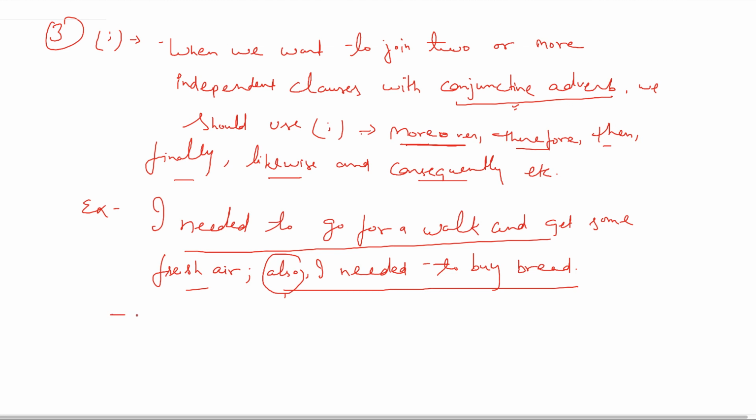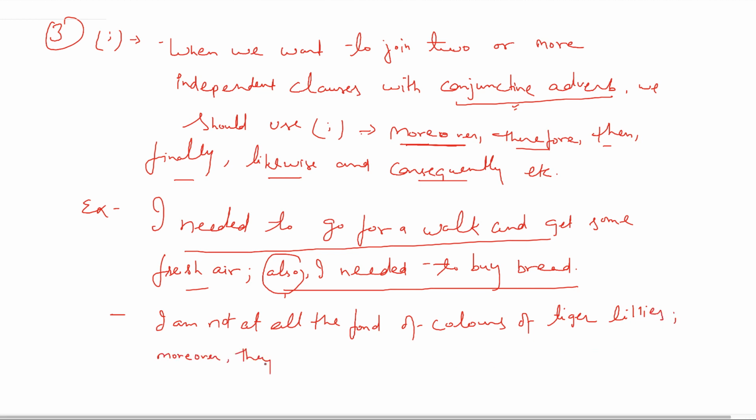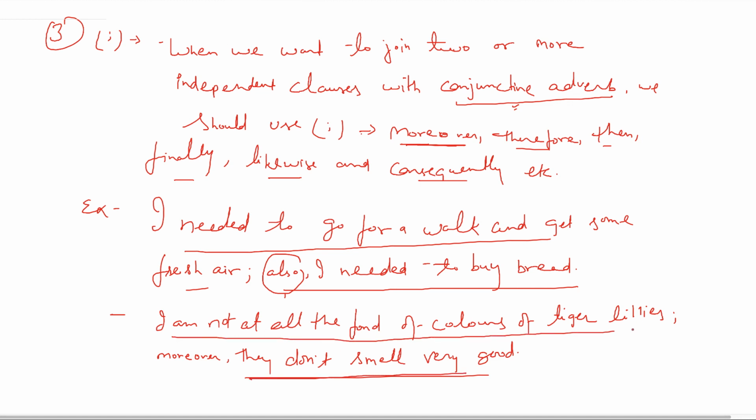Other example, I'm not at all fond of the colors of tiger lilies; moreover, they don't smell very good. So we are using two independent clauses. I am not at all fond of colors of tiger lilies. This is an independent clause, and they don't smell very good. This is also an independent clause. But we are not using a coordinating conjunction to join these two clauses. We are using this otherwise adverb, but here it is used as a conjunction. So here it is a conjunctive adverb to join these two clauses.